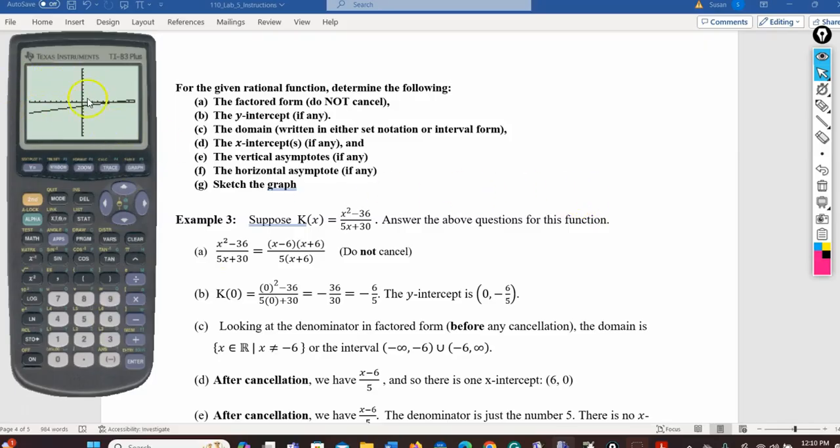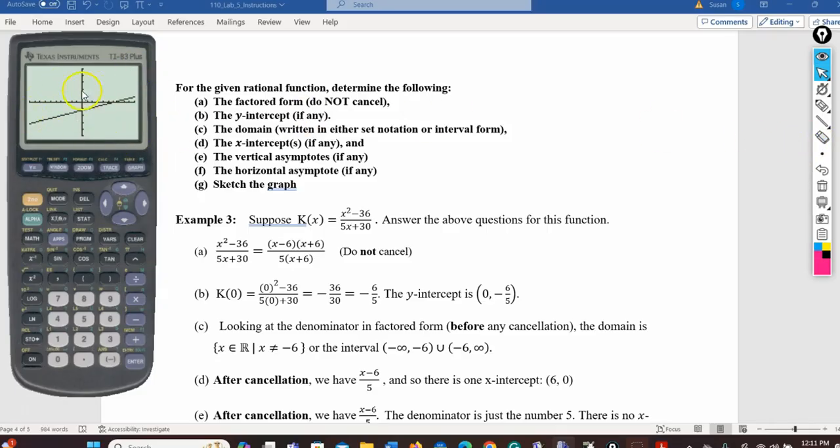Okay, and in this standard viewing window, I think there's a lot of y-axis that I'm not seeing. So I'm going to press window, and I'm just going to change the y. Instead of -10 to +10, how about, say, -5 to +5? And let's see if that gives us a better view. Okay.